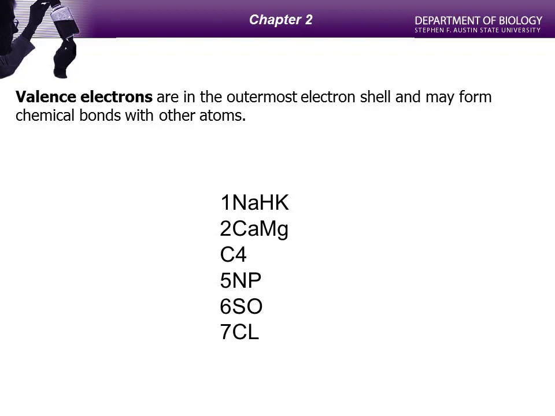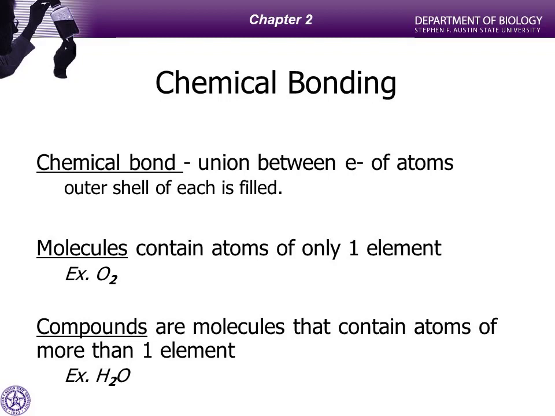Outermost shell of electrons. Now, why am I spending so much time worrying about these electrons in the outermost shell of these molecules that help make up all that we are? Because it's those electrons in the outermost shell that will determine whether an atom can form a chemical bond with a different atom.